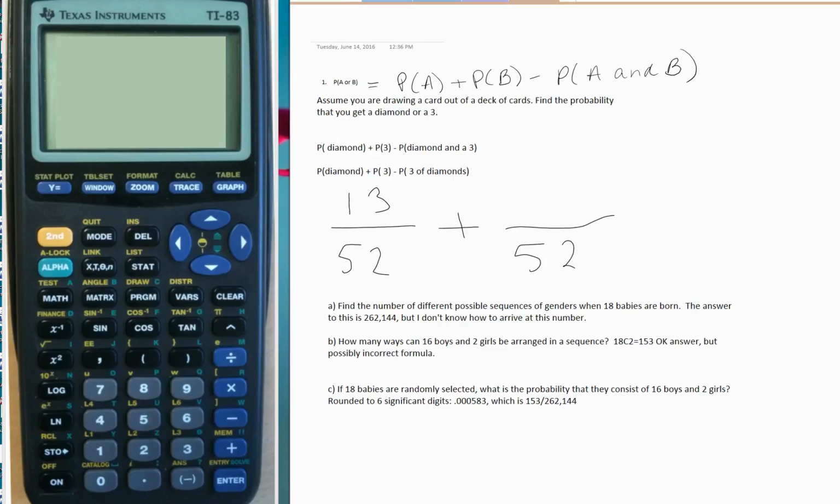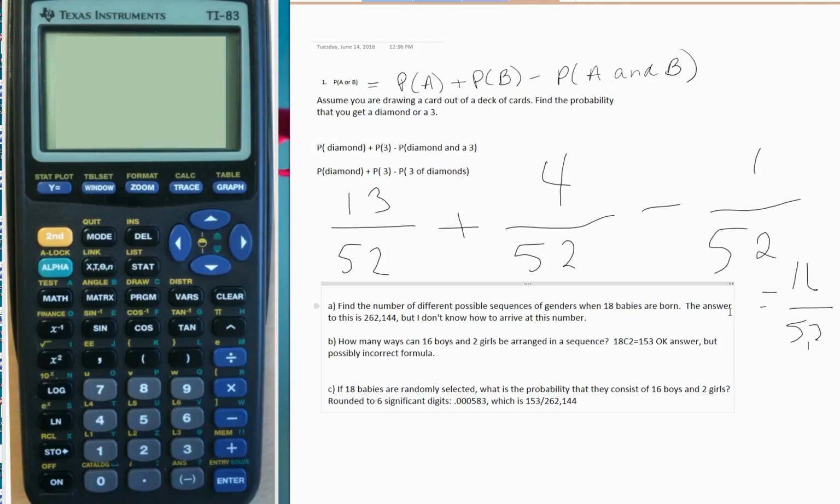So there's a 3 of diamonds, a 3 of hearts, a 3 of spades, and a 3 of clubs. So there are 4. Now, what's really happened here is we've counted the 3 of diamonds in here because it was one of the diamond cards, and we've counted the 3 of diamonds in here because it was one of the 3 cards. So we've kind of counted that one twice. So we need to subtract how many 3 of diamonds there were. There is just one of those in the deck. So this one would end up being 16 over 52, which you can probably reduce. But that's how we use that rule.